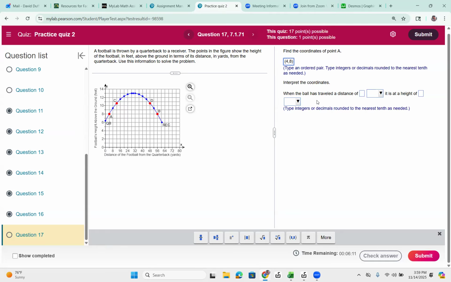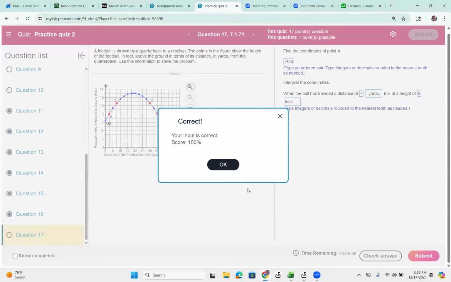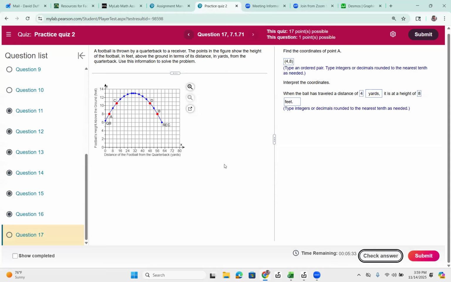So interpret the coordinates. Well, remember, this is testing, like, look, that's feet, that's yards, right? You got to, this is at the end of the test. You got to keep your eyes sharp. When the football has traveled a distance of, that's yards down there. So this is going to be 4 yards. It is at a height of, now the height is in feet. So that's going to be 8 feet.